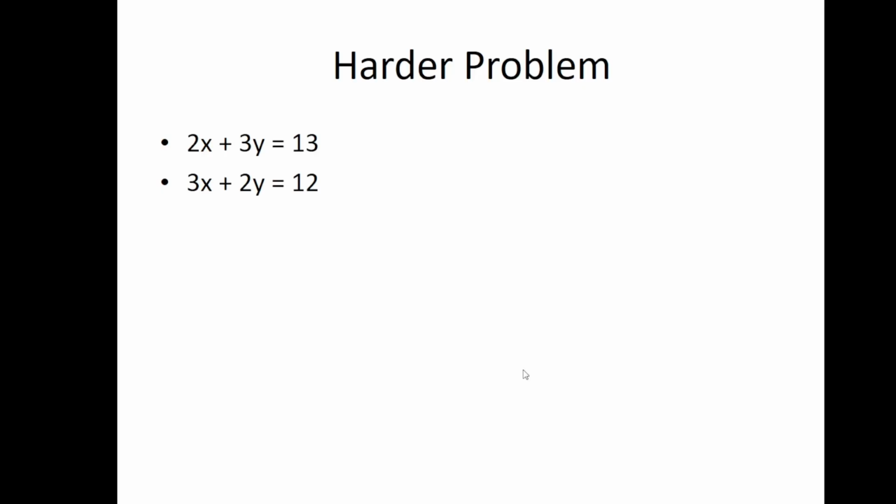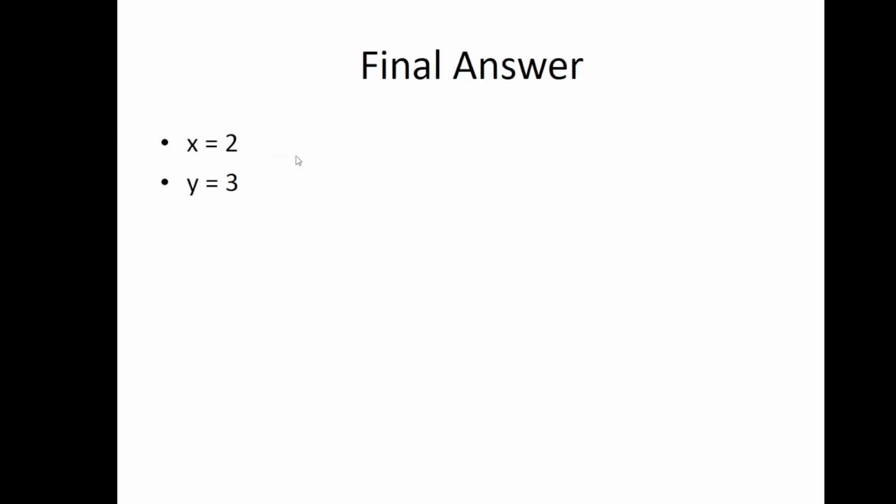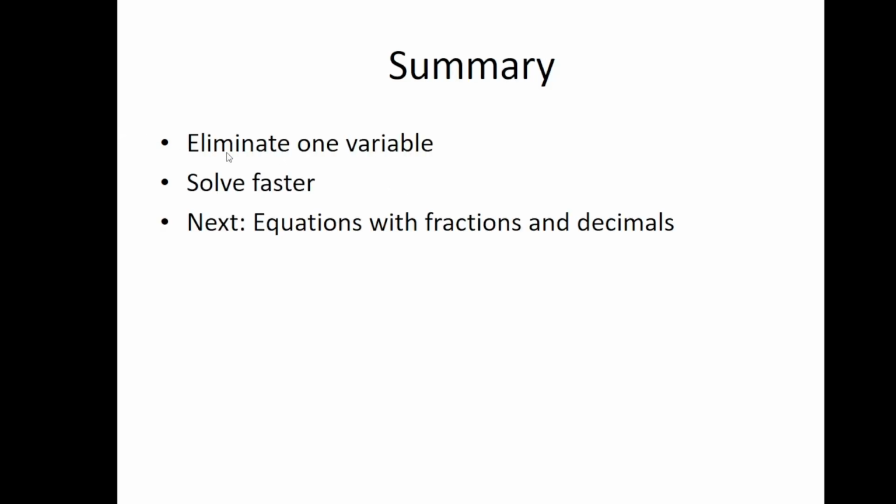Let's see if we got the correct answer. Okay, x is 2 and y is 3. So, in summary, we need to eliminate one variable in order to solve faster. We can multiply both equations by a certain value in order to have the same coefficient on the variable that we want to eliminate first, in order to get the answer for the remaining variable.